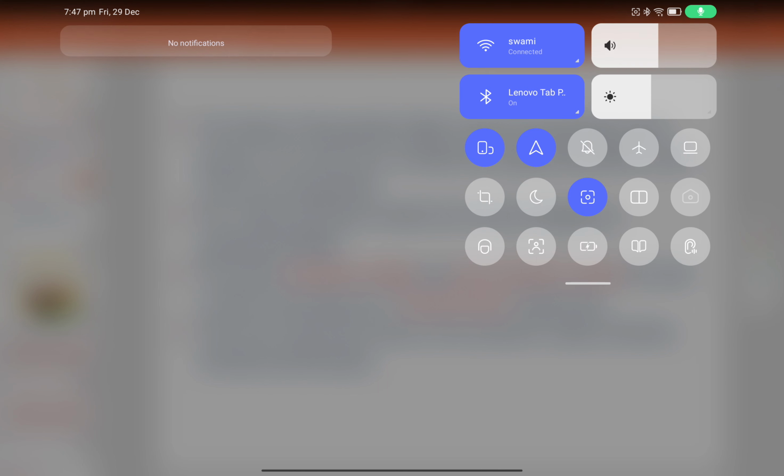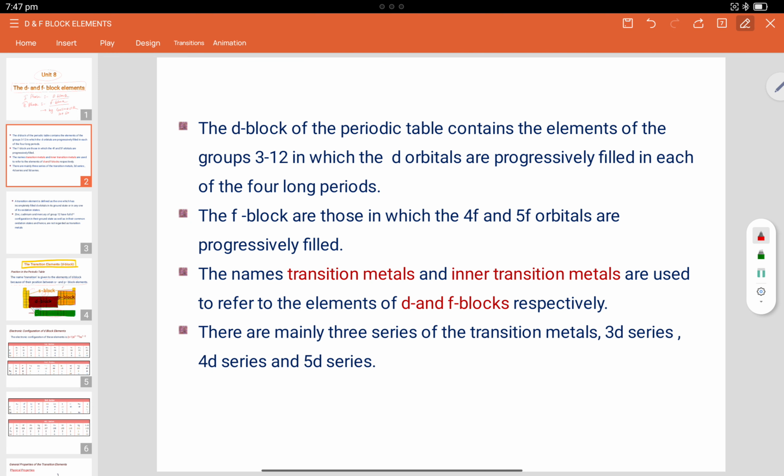D block element. The D block of the periodic table contains the elements of group number 3 to 12, in which the d orbitals are progressively filled in each of the 4 long periods. The F block are those in which the 4f and 5f orbitals are progressively filled.